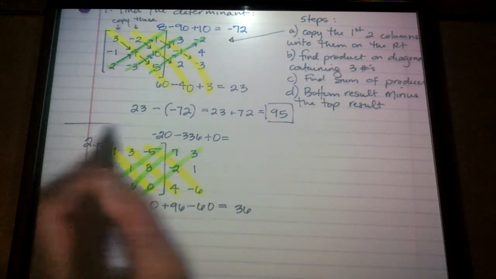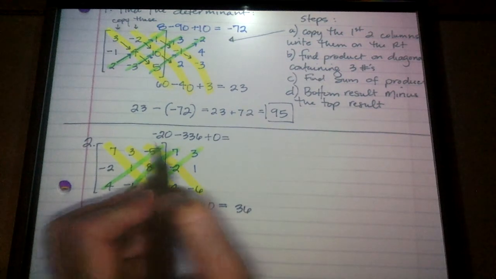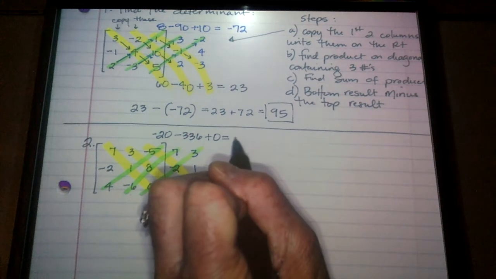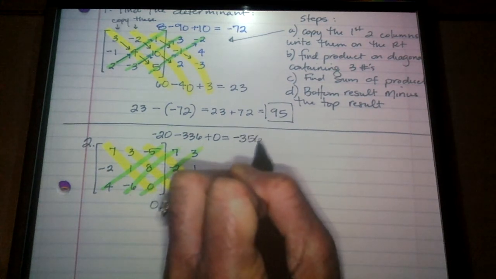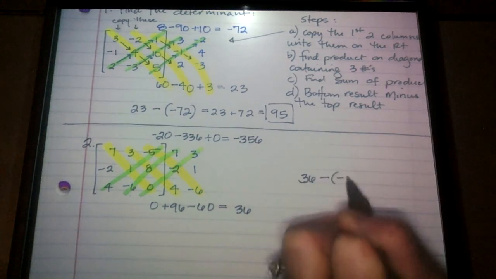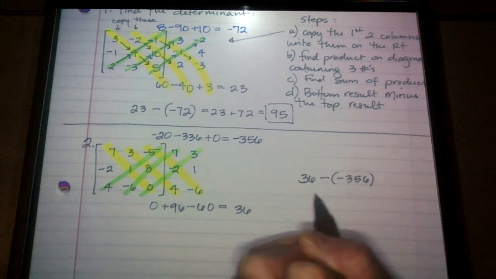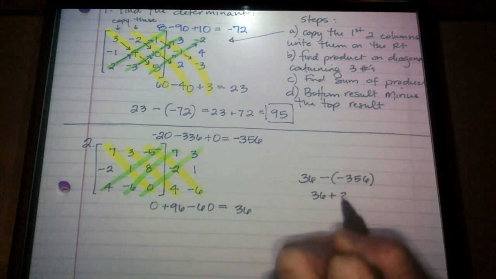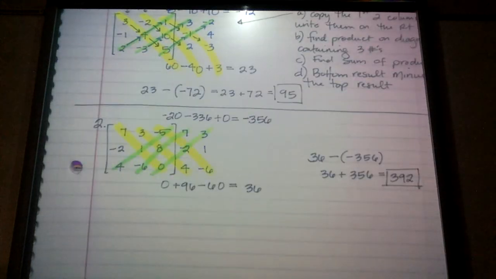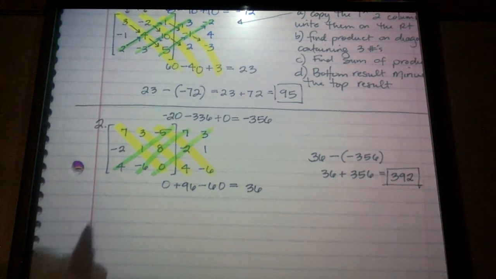So I'm going to draw a line just so it separates. Find the sum of this. -20 minus 336 is -356. Remember, it's the bottom number minus the top number, which gives me a positive, 2 negatives. So if I add those together, I get 392. All right, so we are going to use this to find the area of a triangle.